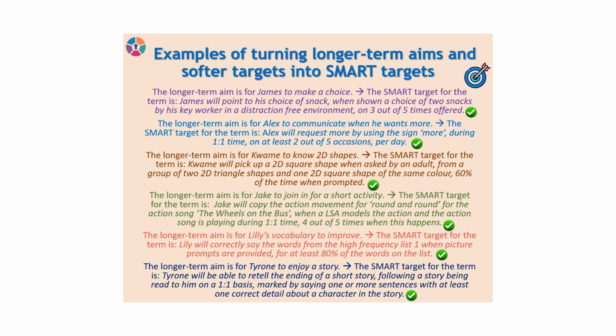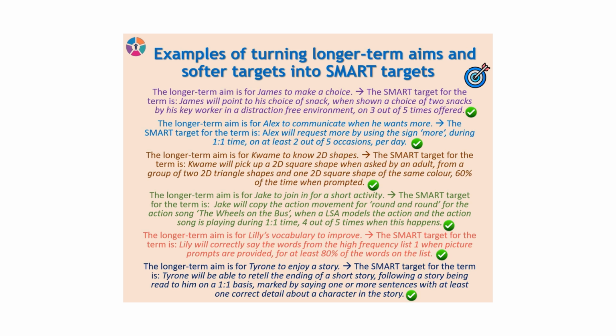The longer-term aim is for Kwame to know 2D shapes. The SMART target for the term is Kwame will pick up a 2D square shape when asked by an adult from a group of 2 2D triangle shapes and 1 2D square shape of the same colour, 60% of the time when prompted.